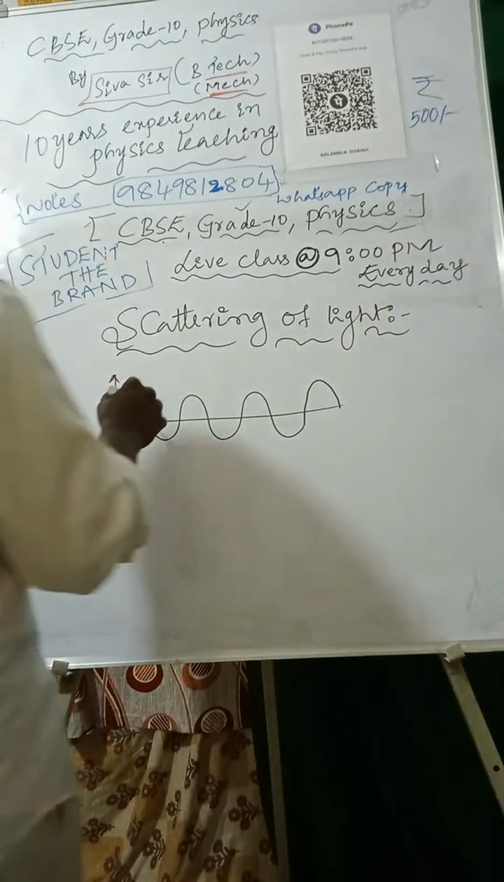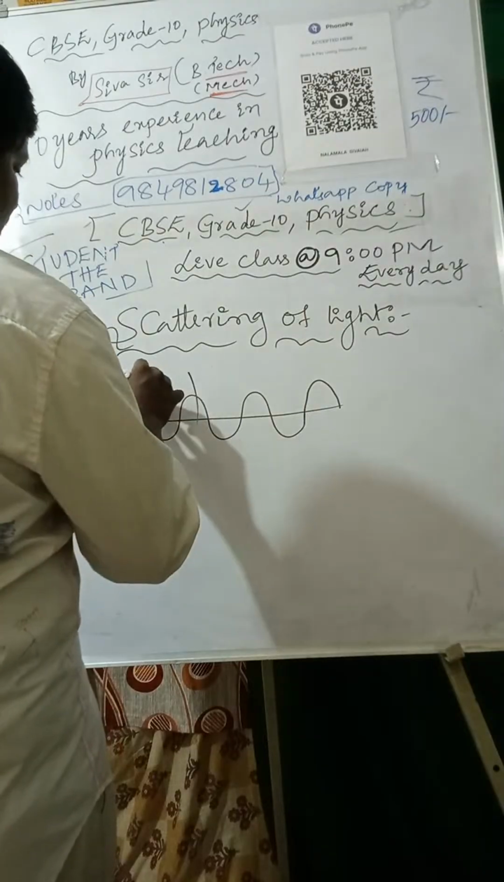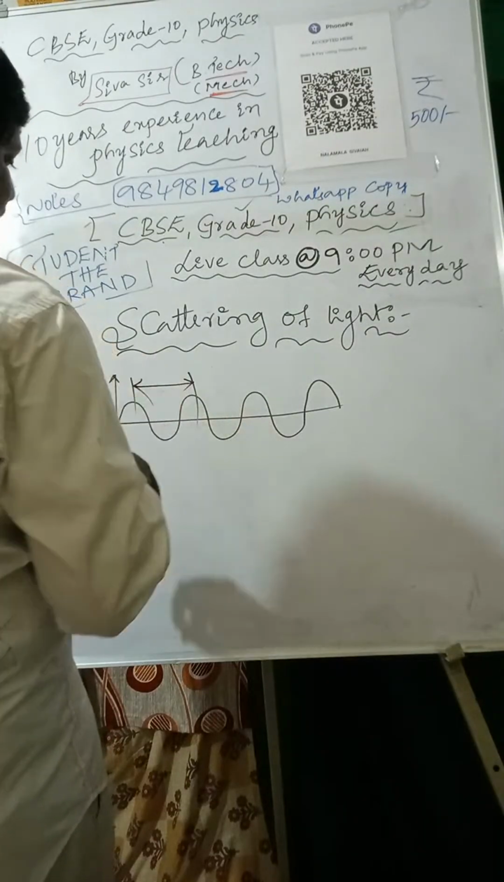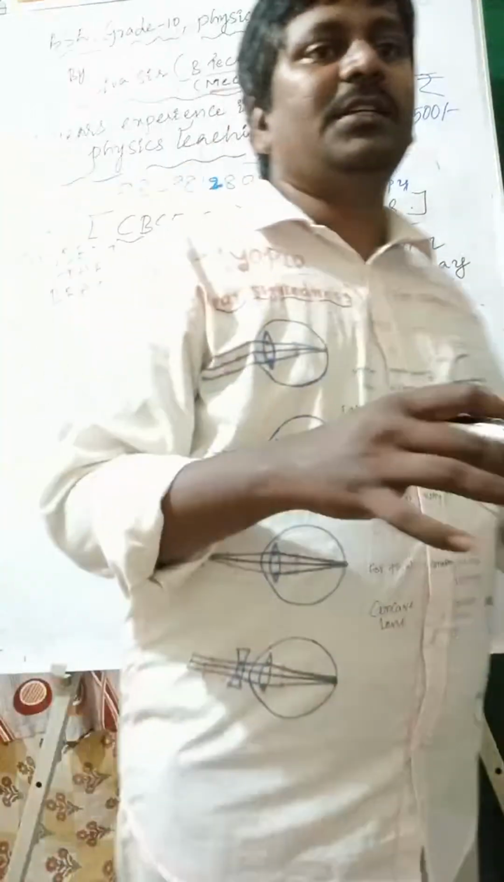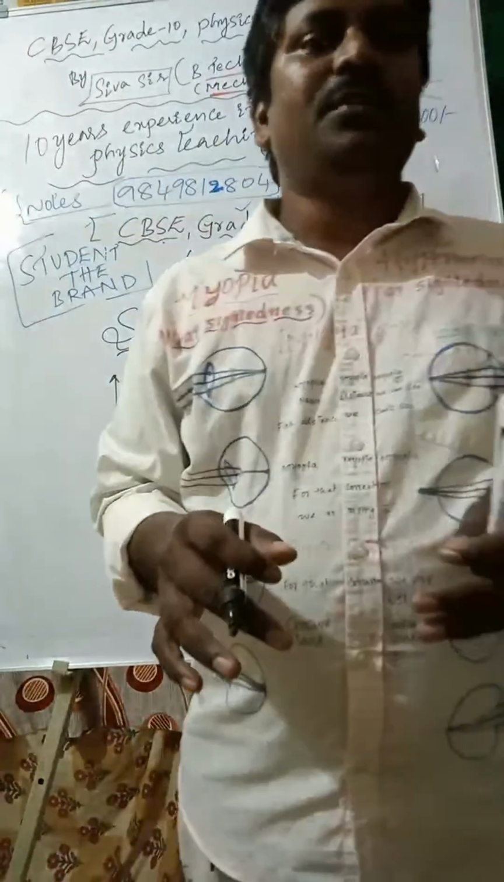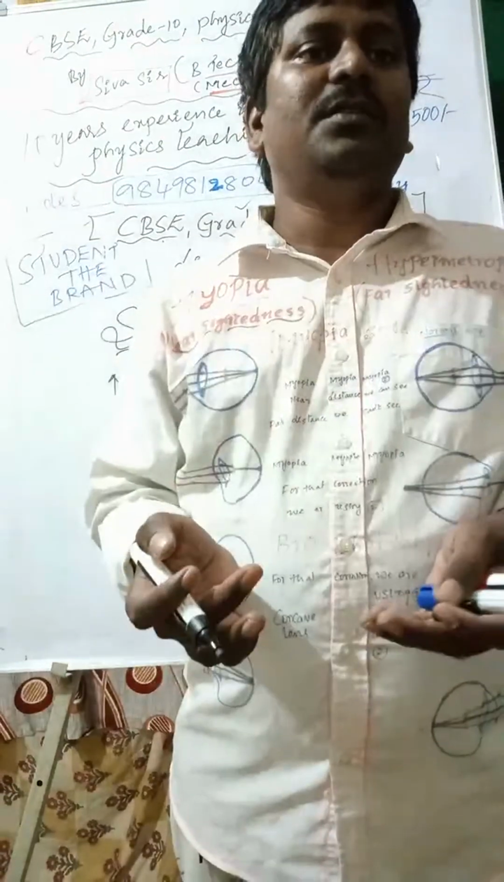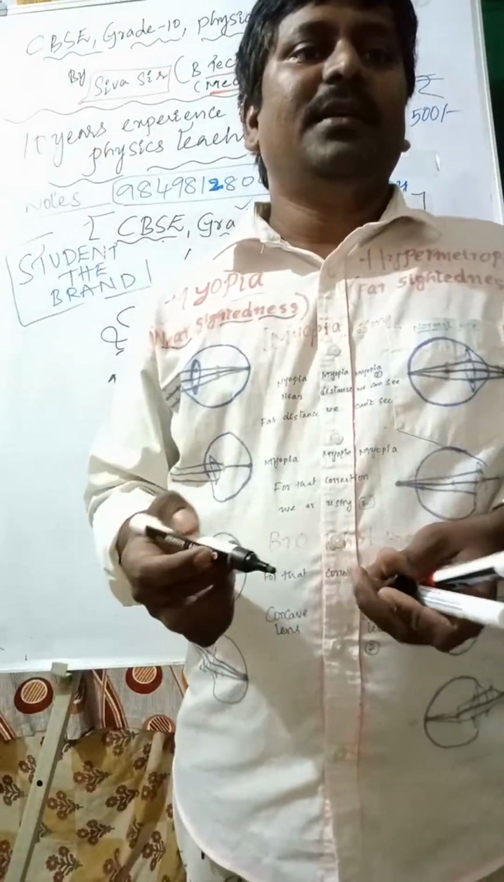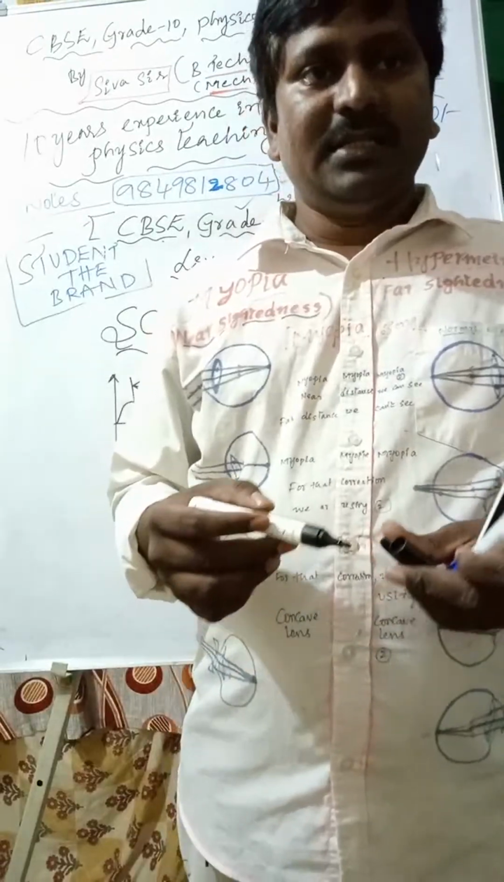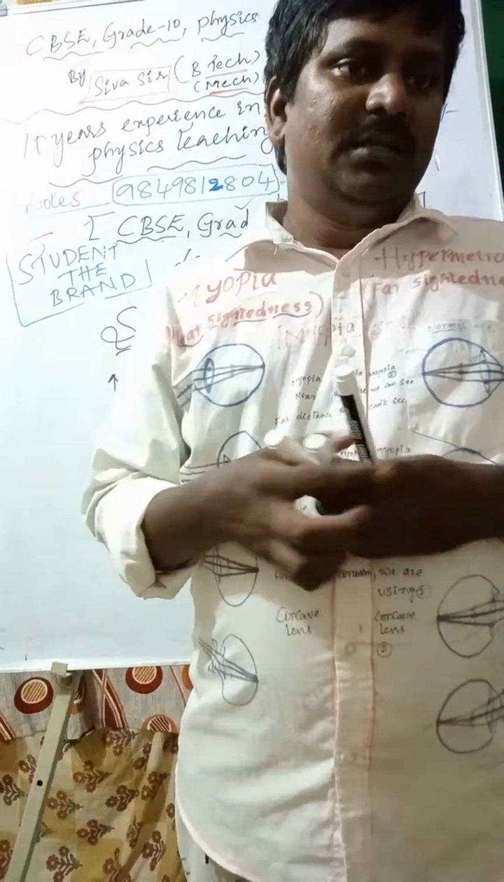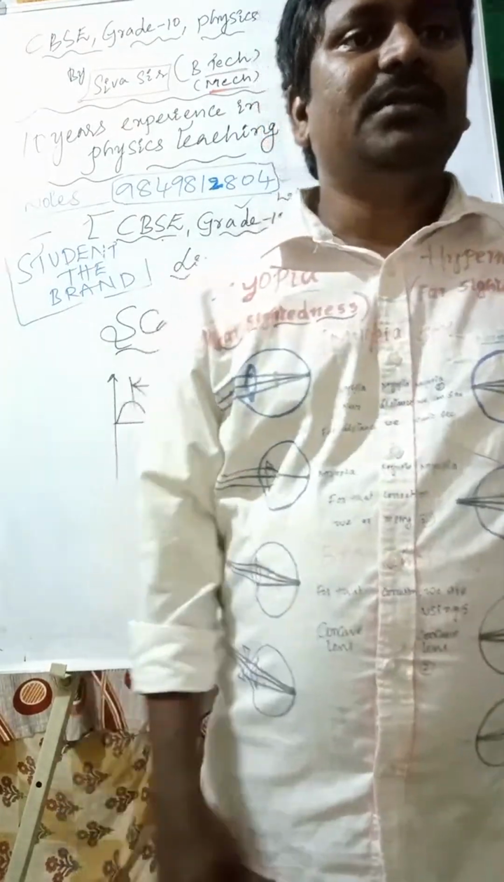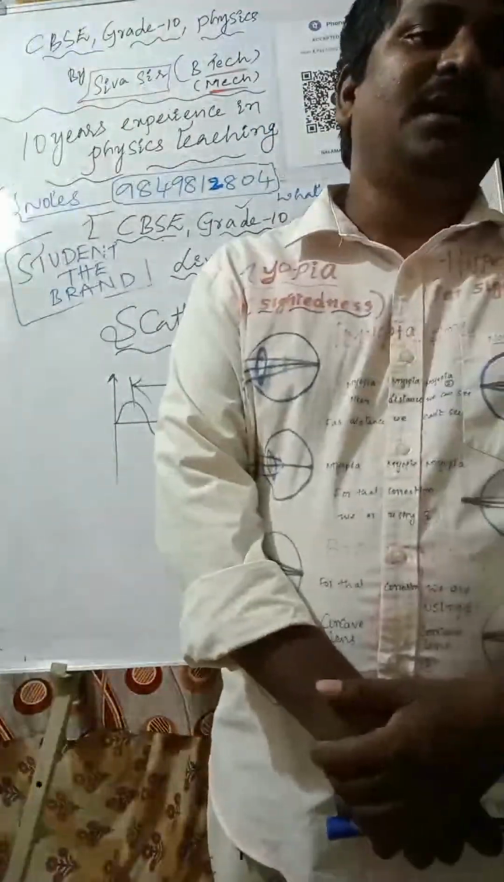Scattering of light. If you are taking this distance, the distance between two consecutive crests or two consecutive troughs is called wavelength. Okay? If you have any doubts, you can ask me.